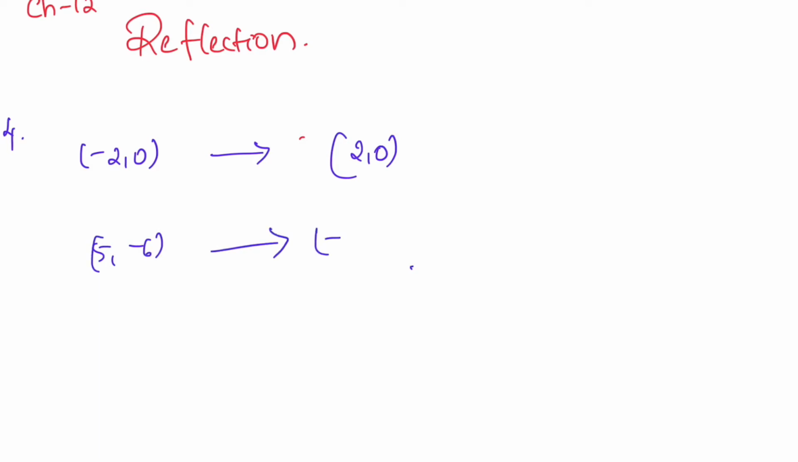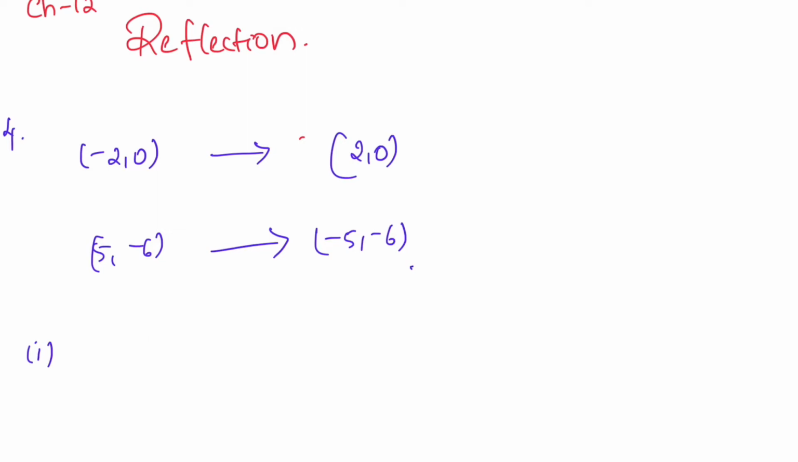Question number 4. Let us come to the first question. First, the point -2, 0 on reflection on a line is mapped to 2, 0 and the point 5, -6 on reflection on the same line is mapped to -5, -6. So the reflection on which line, they haven't mentioned. So first sub question we have, state the name of the mirror line and write its equation. So what is the line we have here?